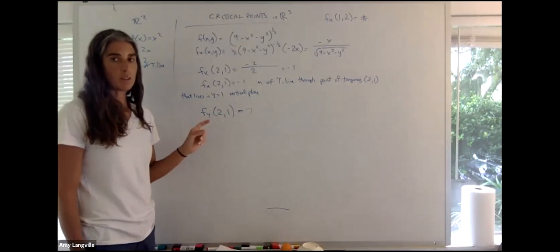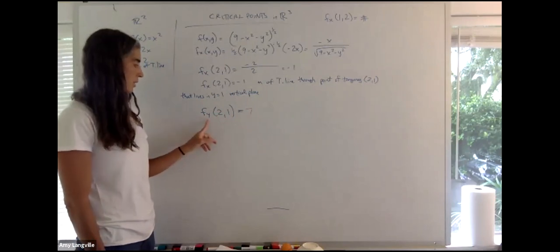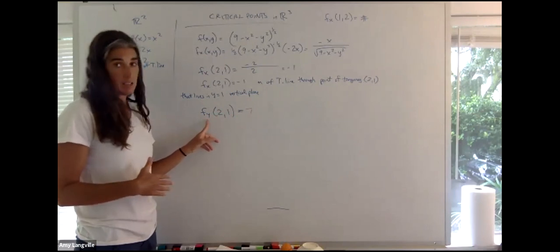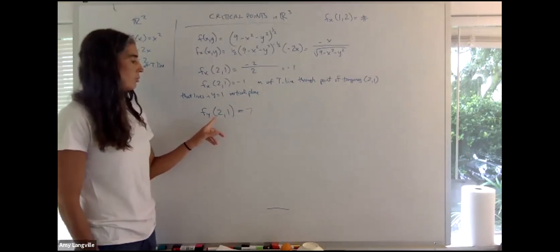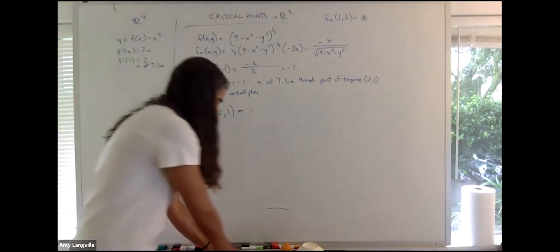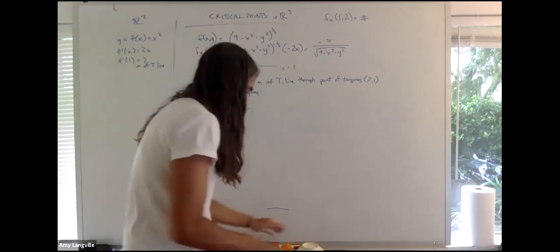That lives in which plane though? When you do a partial with respect to y, you treat y like the variable, and you treat x like a constant. That's how you computed the partial. So it would be the one that lives in the x equals 2 plane. So back to our visual aid.